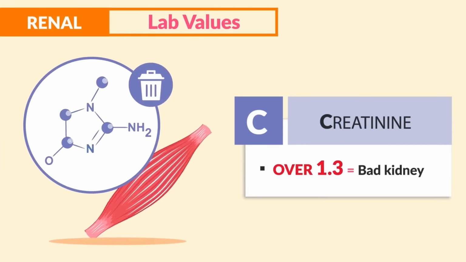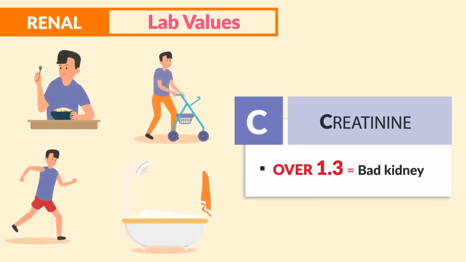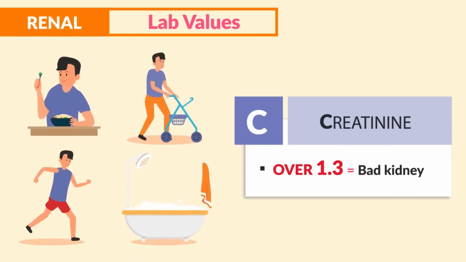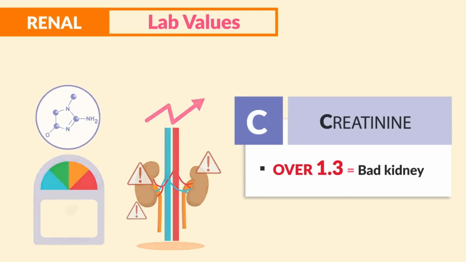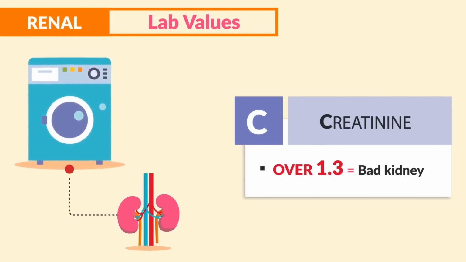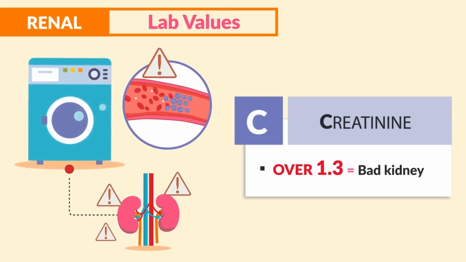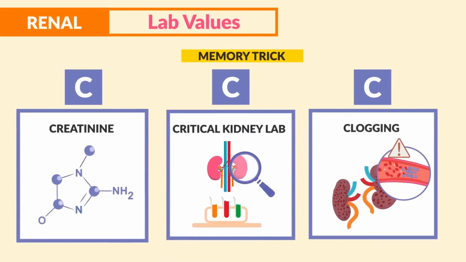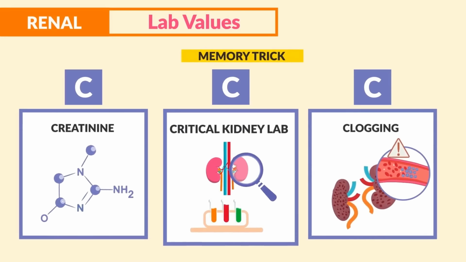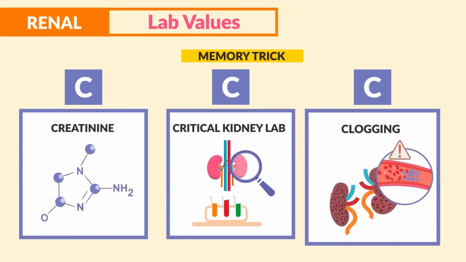So creatinine is a waste product produced by the muscles, coming from normal everyday wear and tear. So the higher the creatinine, the higher the kidney impairment, since it shows if the washer machines, the kidneys, are getting clogged up with muscle waste and impairing their function to wash the blood. So the memory trick is the 3 C's. For creatinine, just think critical kidney lab value that shows, third C, clogging of the kidneys with muscle waste, indicating kidney failure or kidney injury.